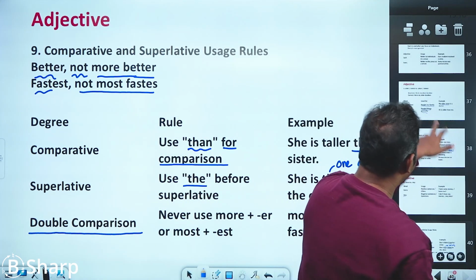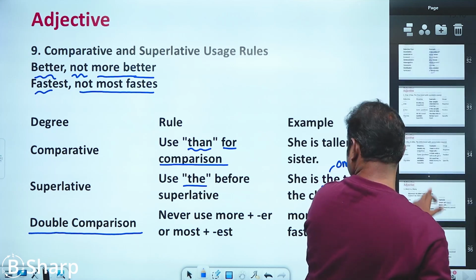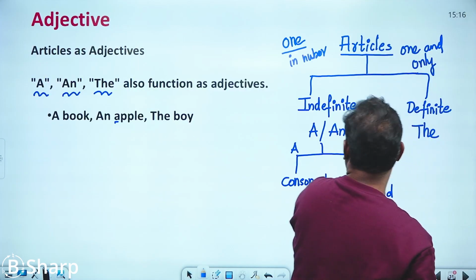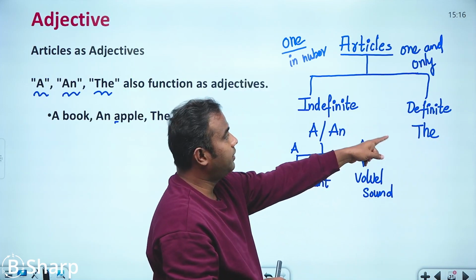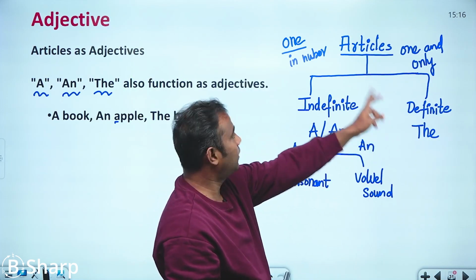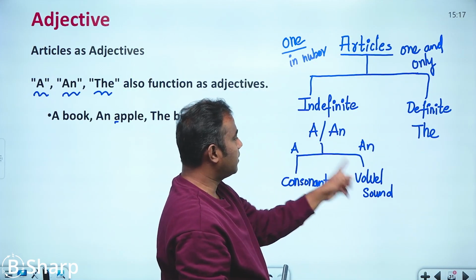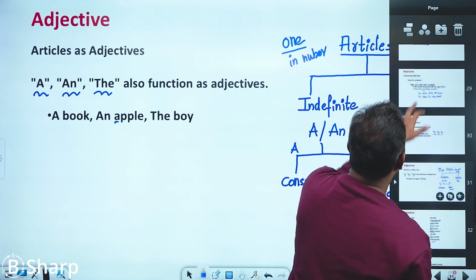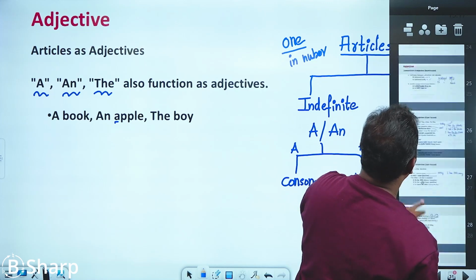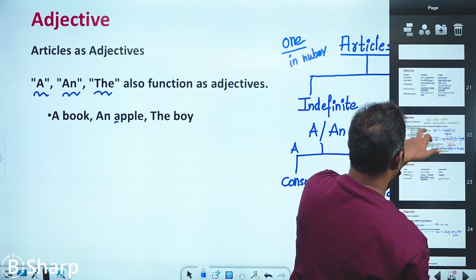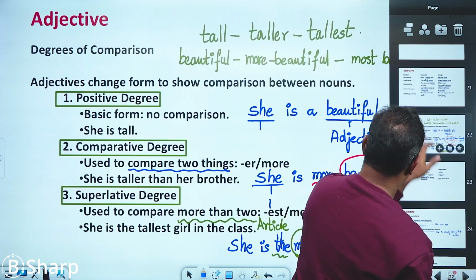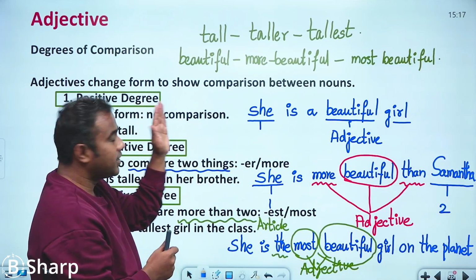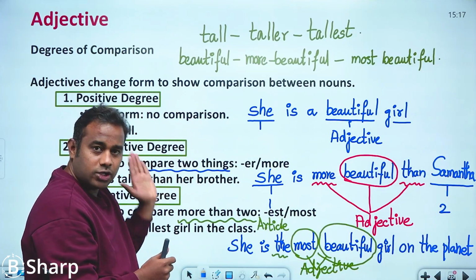As I said here, the is used for only one and only, whereas any, a, this, all this is generally only one in any one of the number. So here let me summarize again the example that I am talking about: positive degree, comparative degree and superlative degree.